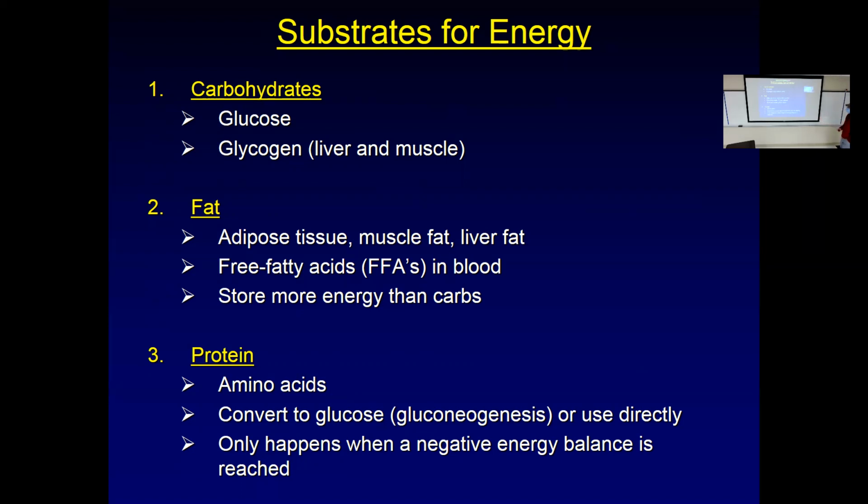Much larger. And then probably the least appreciated of all of these, and in some ways the least used, the one the body would prefer not to use, is going to be protein.